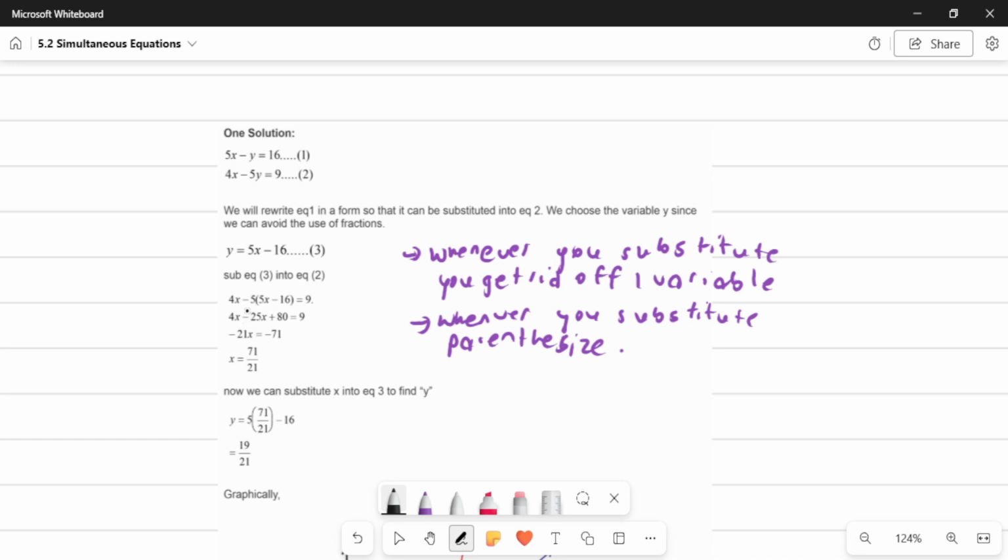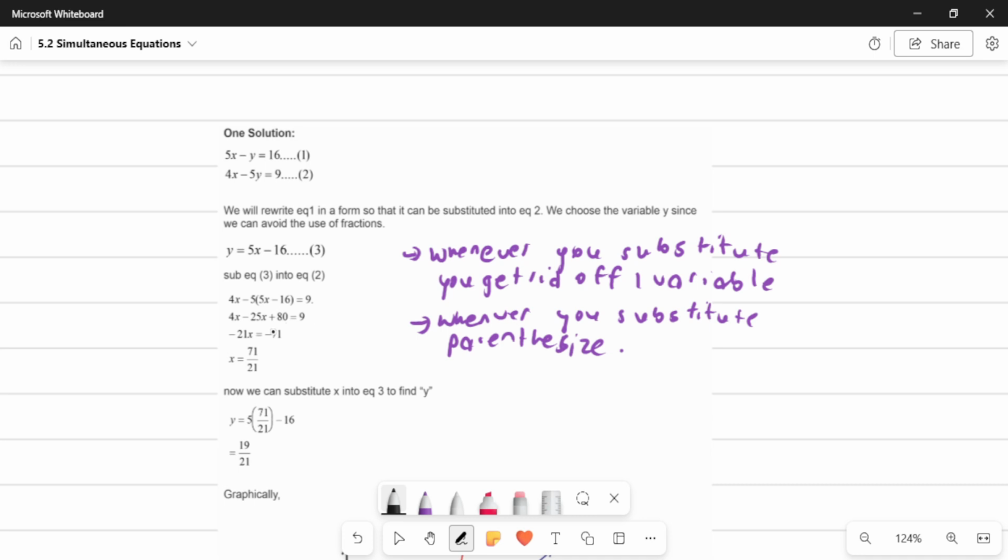So therefore we have 4x minus... the minus times the plus is a minus, 5 times 5 is 25, 1 times x is x, minus times a minus is a plus, 5 times 16 is 80, which is equal to 9. Therefore, we have 4x minus 25x. You owed someone 25 rand, you paid them 4 rand, so how much do you owe them?